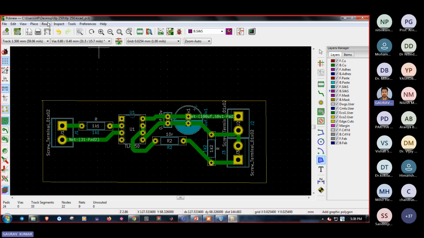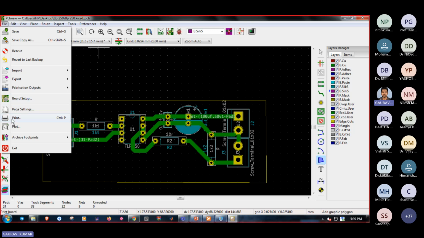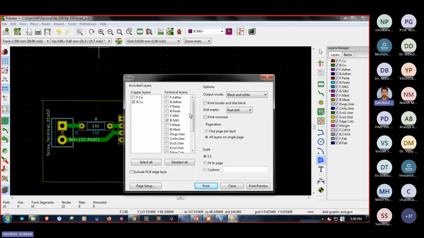Then we have to go for the printing of that PCB. How do we print? We go to the file section, then the print section. In the print section, we have to print only the bottom copper layers, because we don't want the copper layer in the front, as it is used for surface-mounted PCB. So bottom copper is selected. You can also select bottom silk, because all the names, like terminal, U1, J1, will come if you select the bottom silk.